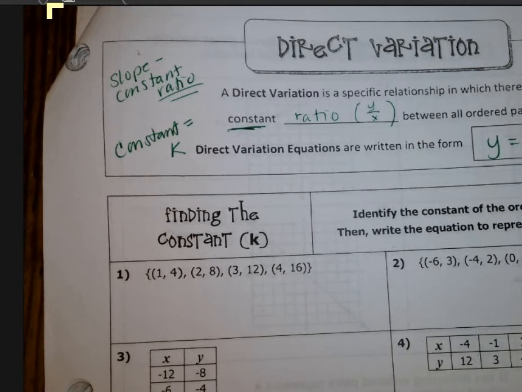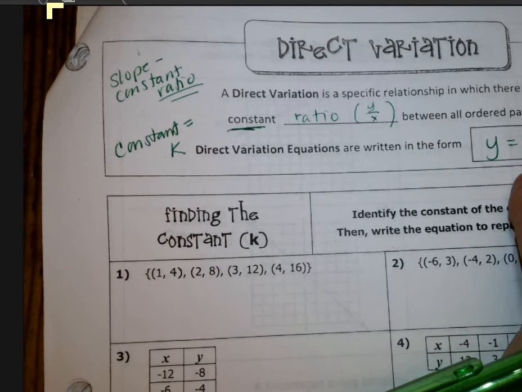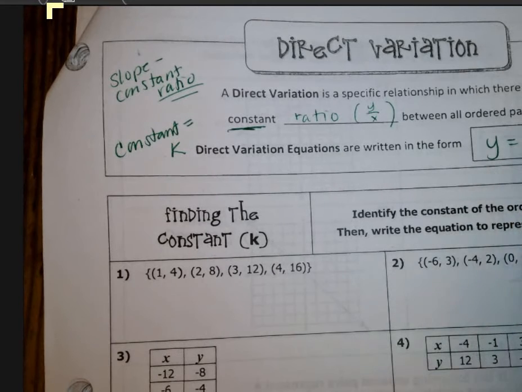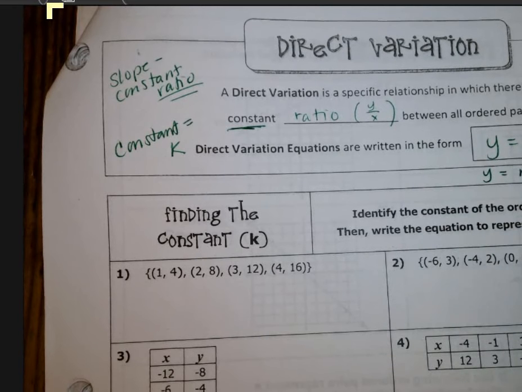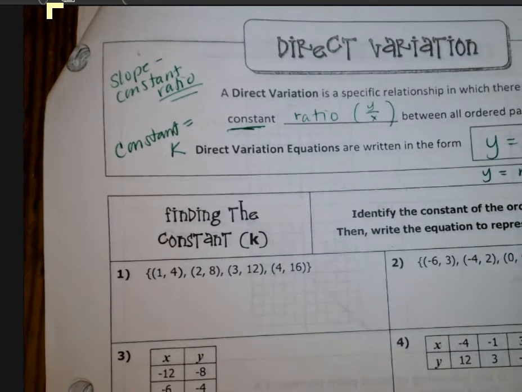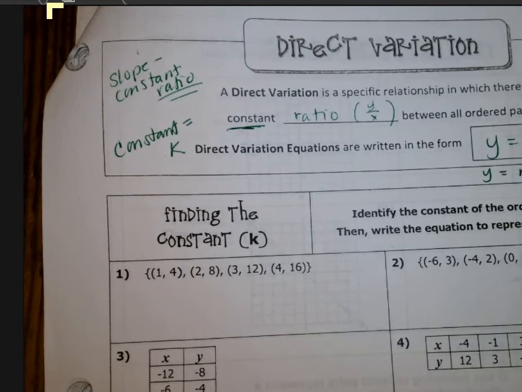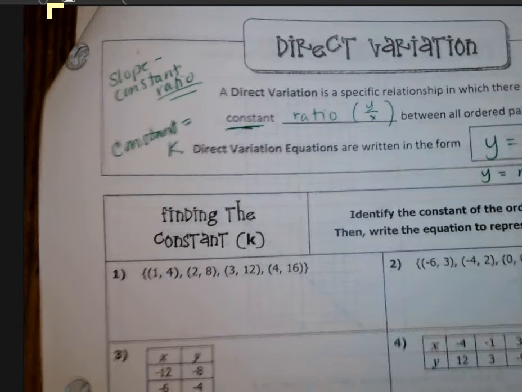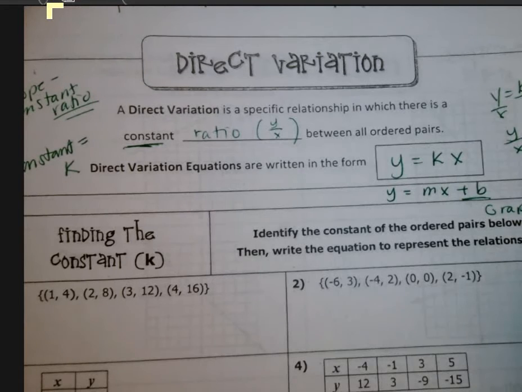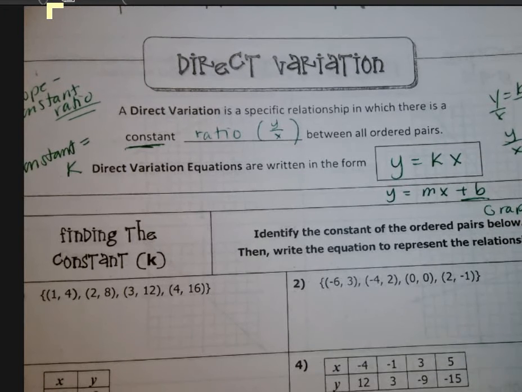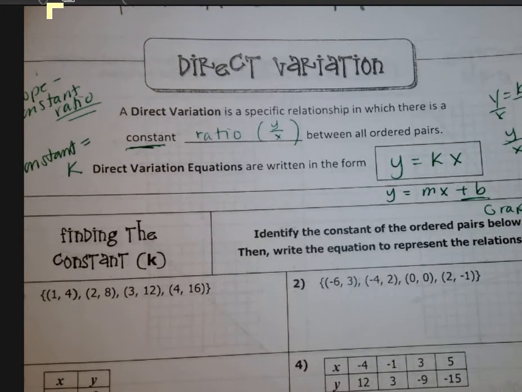Now, because I have told you it's like slope, it's the same thing as having y equals mx plus b, right? It's going to graph as a line because it's constant. But the b equals 0. So that means my graph goes through the origin. That's a big deal. On your test, there's going to be 4 graphs, and it's going to say which one of these is direct variation. The graph is going to go through the origin.